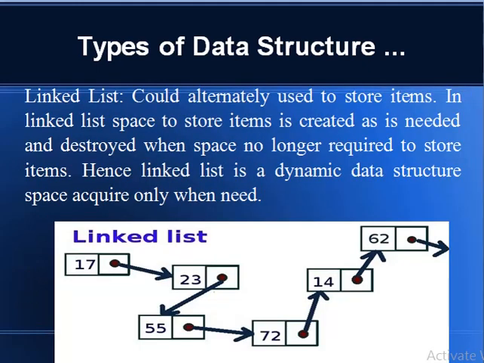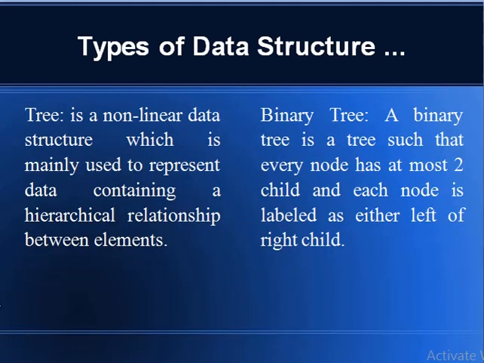Linked list is another type of data structure in which pointers are used to store the elements. In a linked list, space to store the atoms is created as it is needed and destroyed when the space is no longer required to store the atom. Hence, the linked list is a dynamic data structure where space is acquired only when needed. It is divided into two parts: the first is the actual value and the other is a pointer that has the address of the next location.